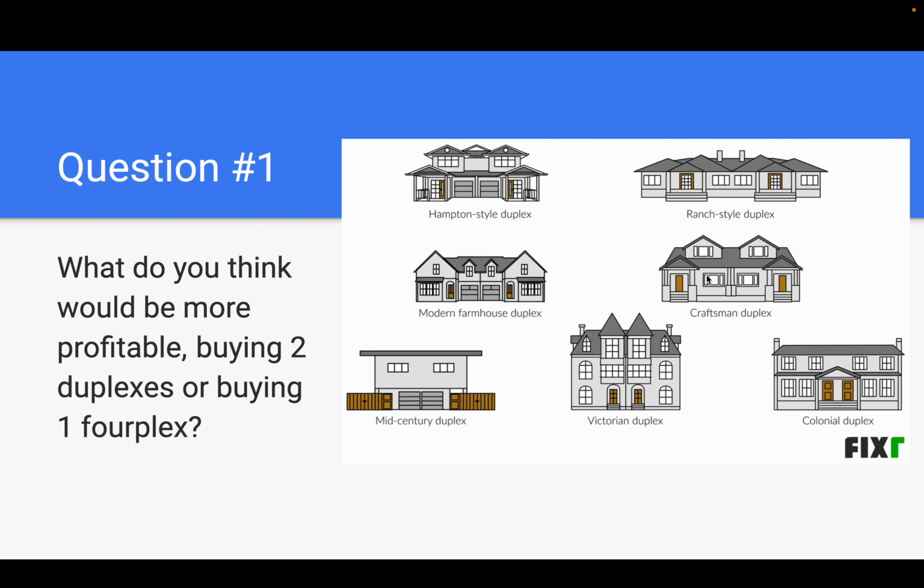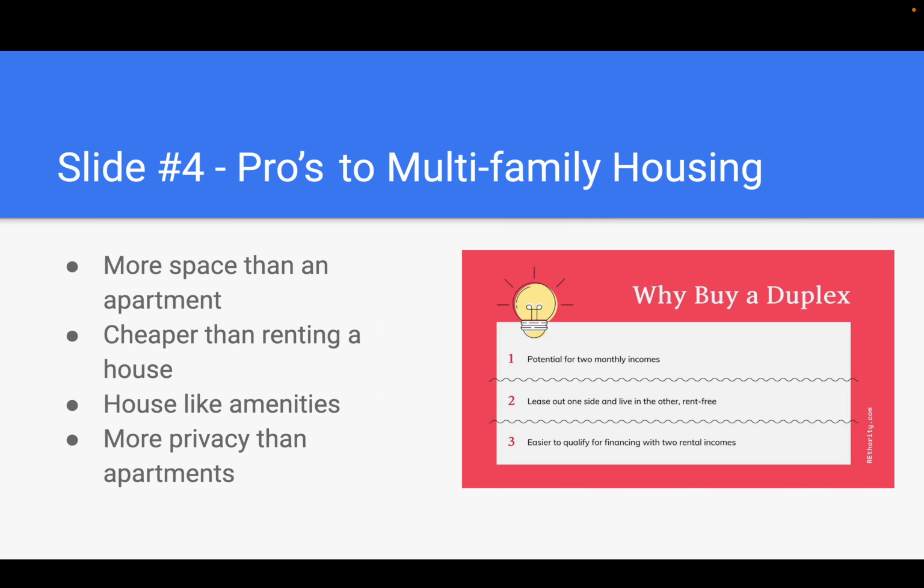And you can see here all the different types of duplexes that you could have for these units as well, just the styles that are out there. All right. So the pros to multifamily housing, you have more space than an apartment typically. So if you have a duplex, a triplex, or a fourplex, typically you're going to get more space.